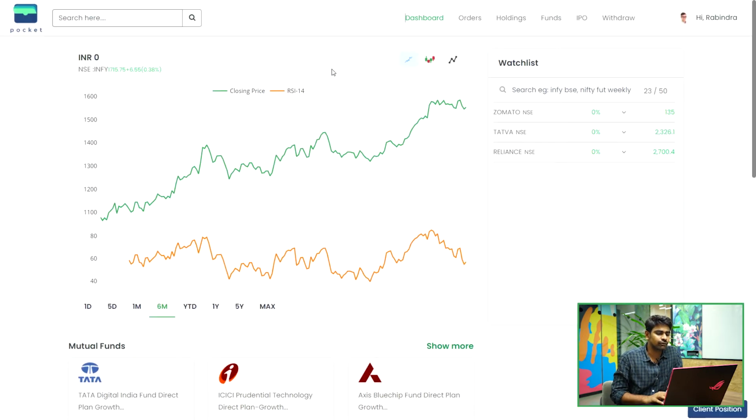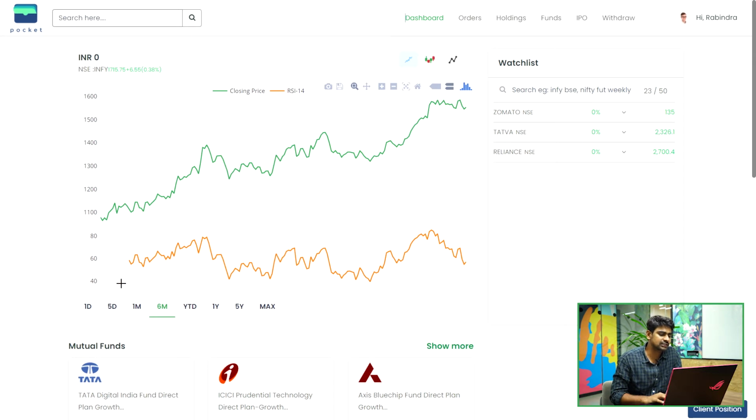Now let us consider 14 as the period, which is most widely accepted by the trading community. Please do change this number of periods as per your requirements. In the bottom of the chart, you can see the graph with momentum going up and down.